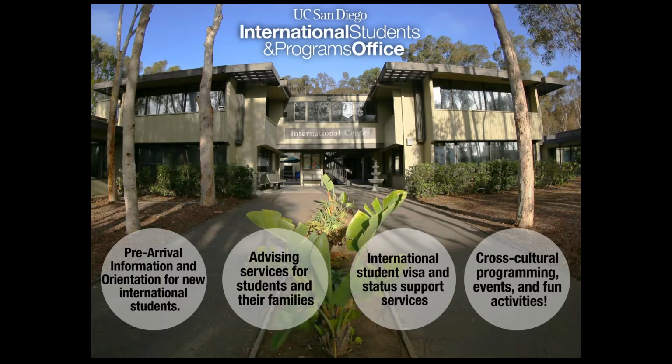For this upcoming fall quarter, we are expecting about 150 new international EAP reciprocity students. The International Students and Programs Office is here to assist you from the very start. We provide pre-arrival information and orientation for new international students, as well as advising services for you and your family. You can come to us if you have any questions regarding your international student visa and status. In addition, we offer fun cross-cultural programs and activities for all students at UCSD.